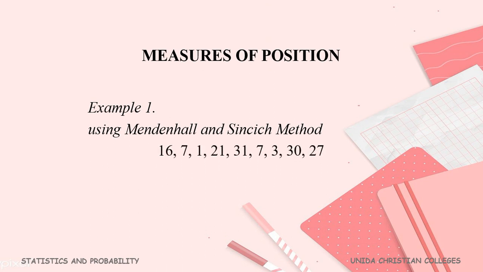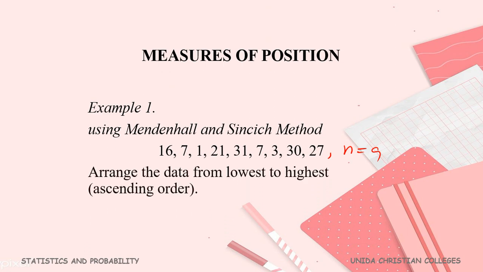Okay? So let's have this given 16, 7, 1, 21, 31, 7, 3, 30, and 27. So ilan po yung n natin? 1, 2, 3, 4, 5, 6, 7, 8, 9, where n is equal to 9. Okay, first step is we will arrange the data from lowest to highest or in ascending order. So what will be our data? Ano na kapag naka-arrange? So it will become, ayan, 1, 3, 7, 7, 16, 21, 27, 30, 31, where the total number of your data or sample is equal to 9.